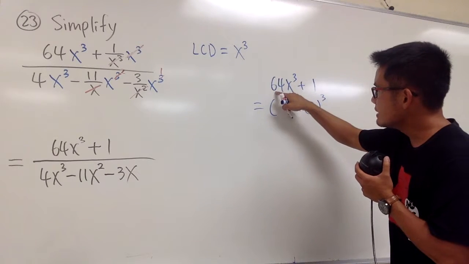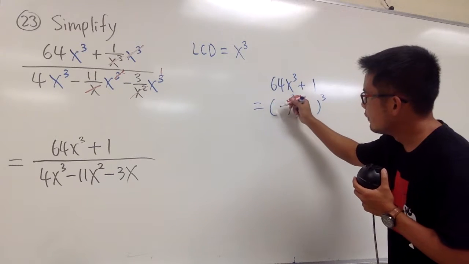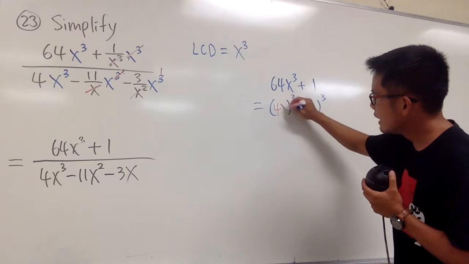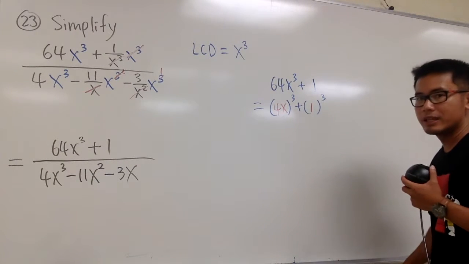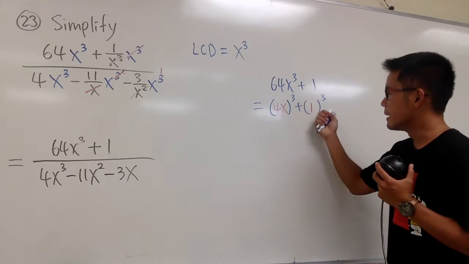Alright, so to get 64, something to the third power, we have to use 4, right? 4 to the third power is 64. And I also need to have the x. And for the 1, we know 1 to the third power is 1. And now we are ready. This is my a, this is my b.